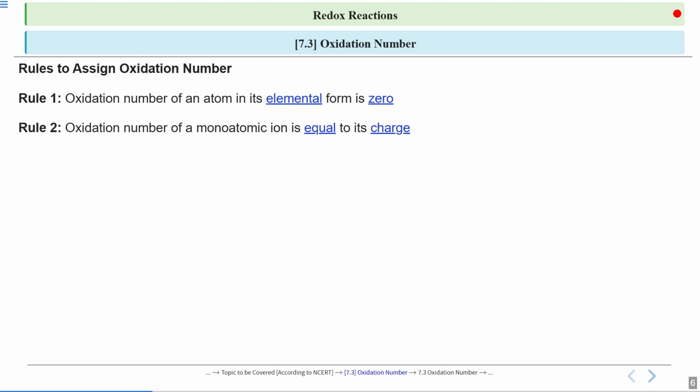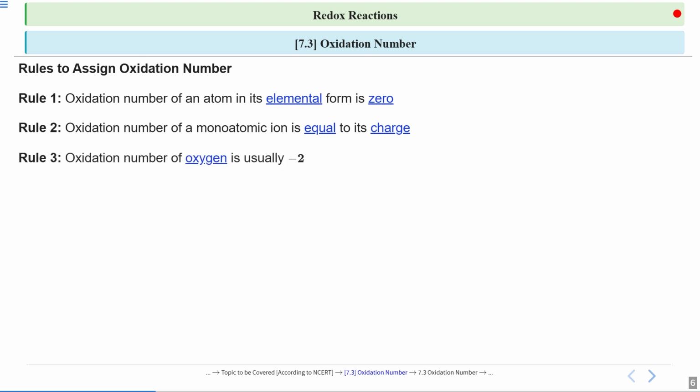And if we also look at the alkali metals, they have an oxidation number of +1, while all the alkaline earth metals have an oxidation number of +2. And as I've already told you, if you consider the example of aluminium, aluminium will always have an oxidation number of +3 in all its compounds.